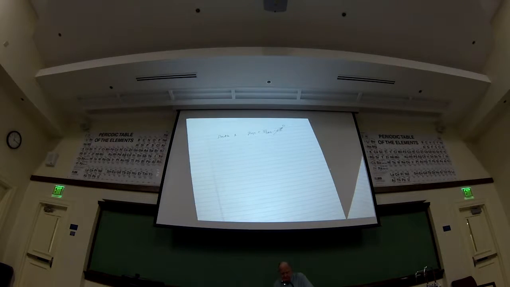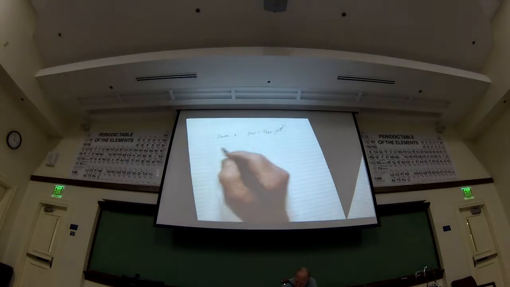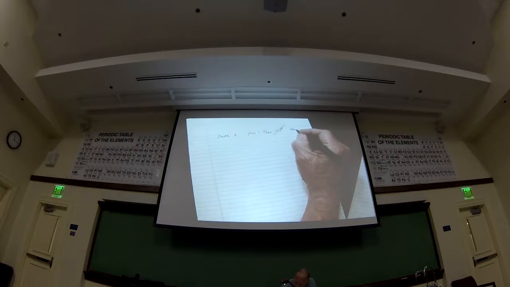This is a reversible process. The gas is always in equilibrium with the applied force. This is a reversible expansion, as it turns out.